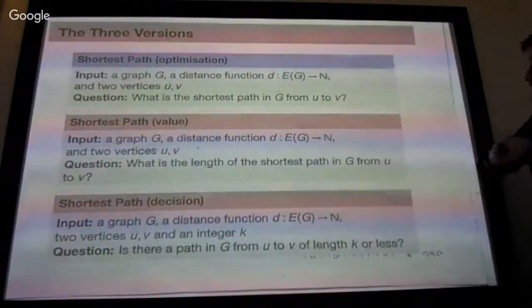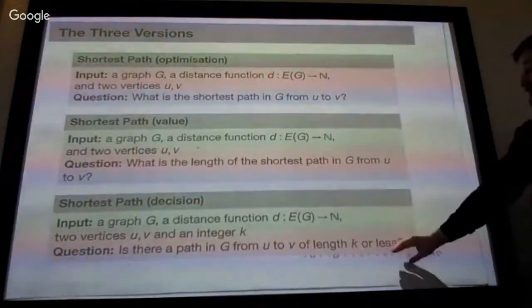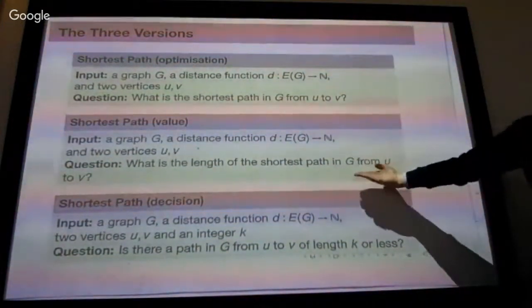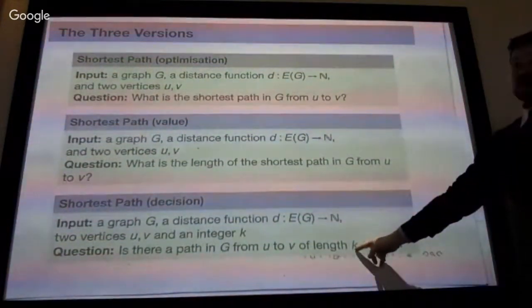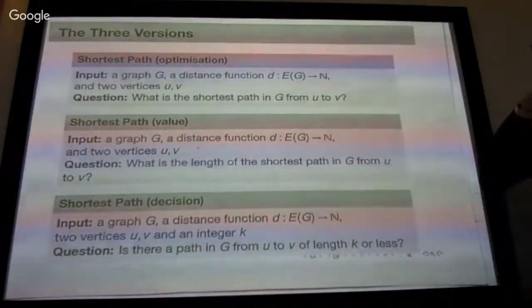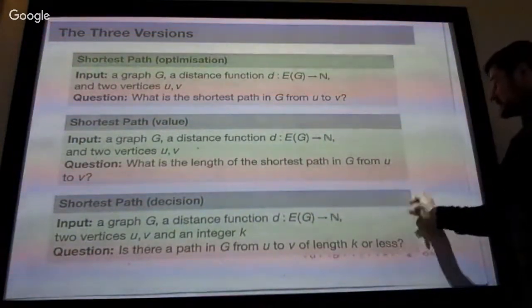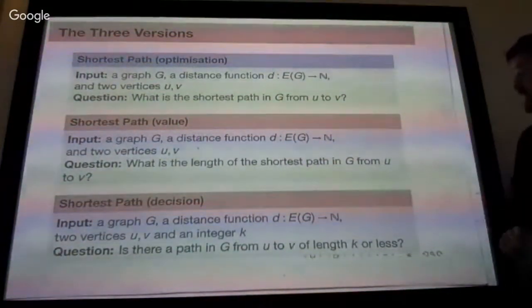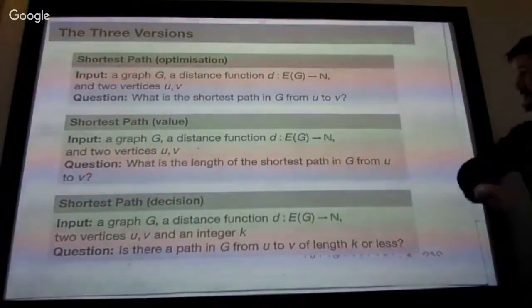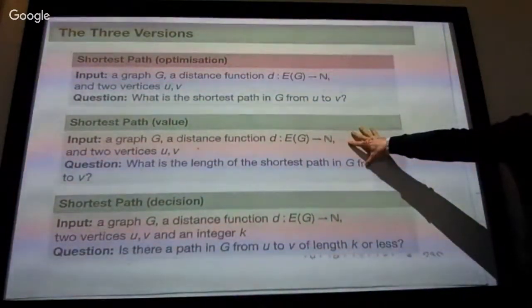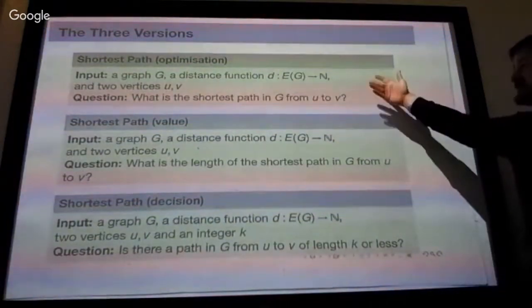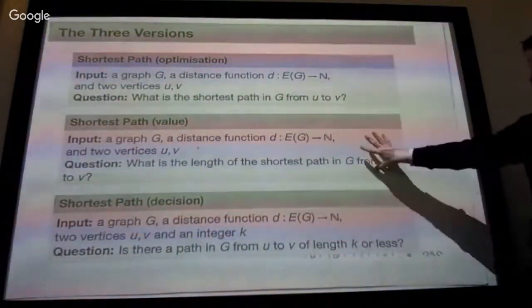And when you can solve this one, then it's easy to solve this one, because you just find the length of the shortest path and you compare it to the number that you're working with. And the question is, can you go back from this one to that one? If you have an algorithm that solves the decision problem, can you solve the value problem as well, the optimization value? Maybe the full is out of scope, but maybe this one you can solve.